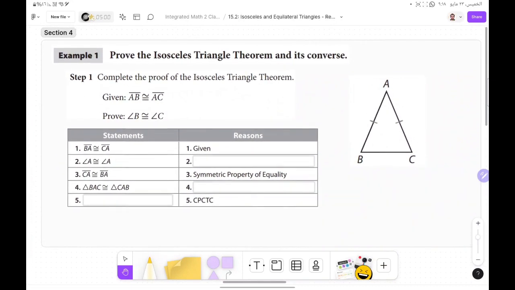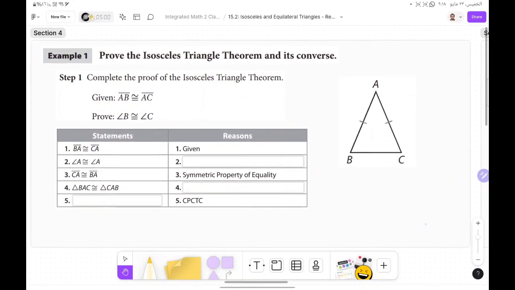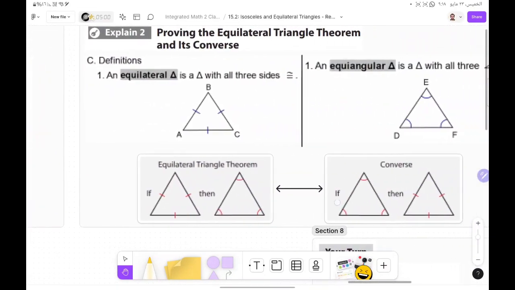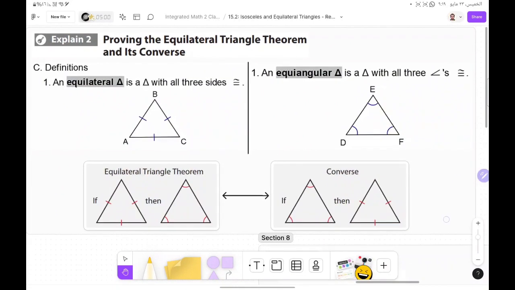Okay, so example 1 is saying prove the isosceles triangle theorem and its converse. Let's move on and go back to this one later, because proving it is not necessary in the exam that I'm going to give you. Same thing here, let's go back to this one later, and let's go now to the equilateral triangle.